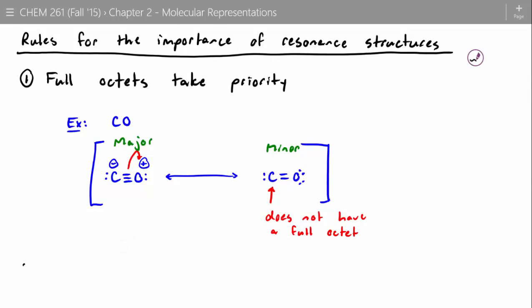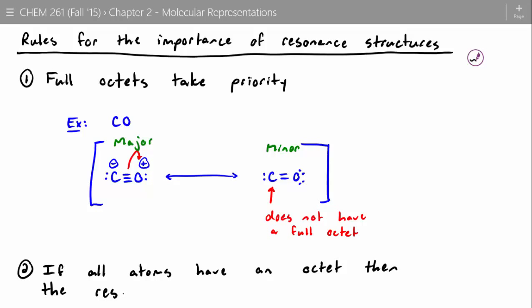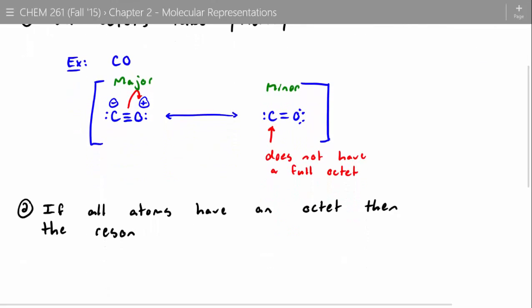Rule number 2 is, if all atoms have an octet, then the resonance structure with minimized charge takes priority.